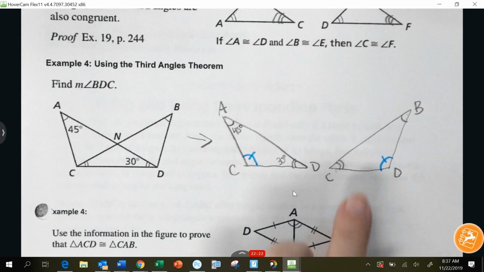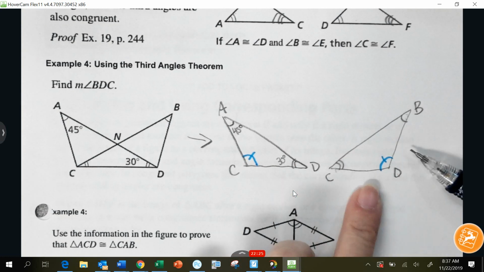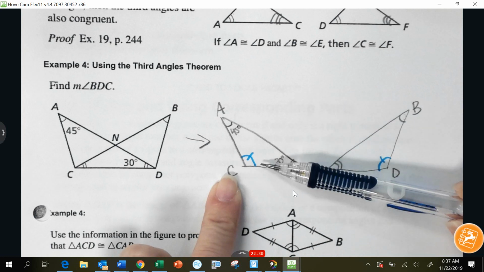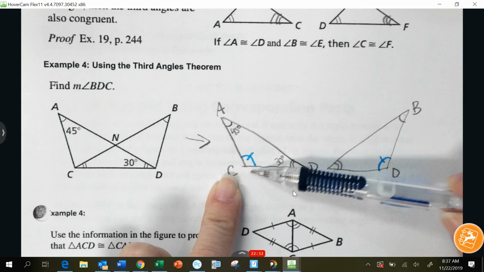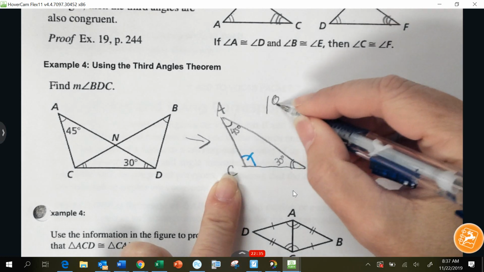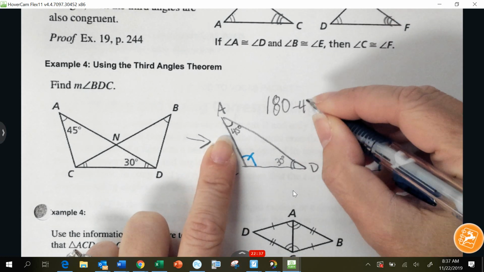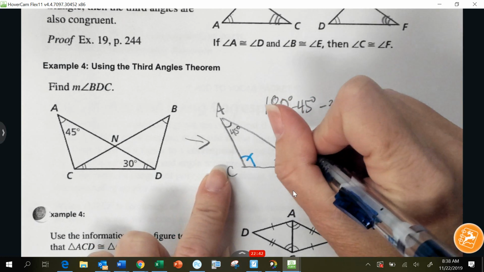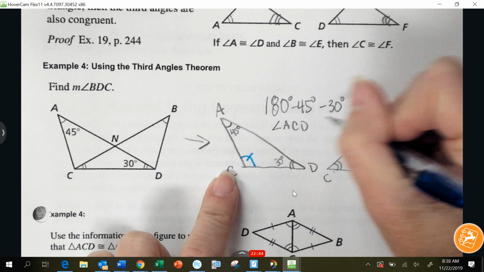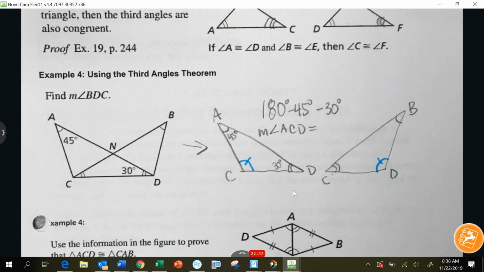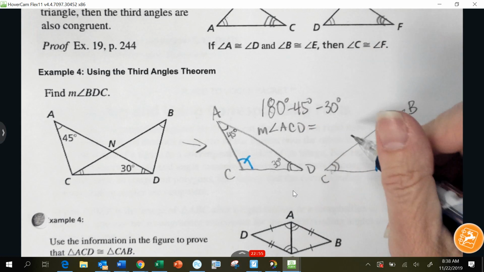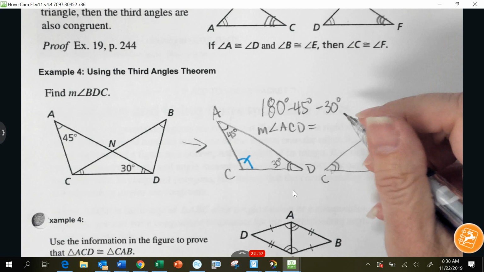Now I don't have any measurements in the second triangle, but in the first triangle I have a 45 and a 30. Can I find C? What do they all three have to add up to be? 180. So if I take away the 45 and I take away the 30, what's left should be angle ACD. So it's like taking 75 away. So what's left? If you took away 75 from 180, 105, right?